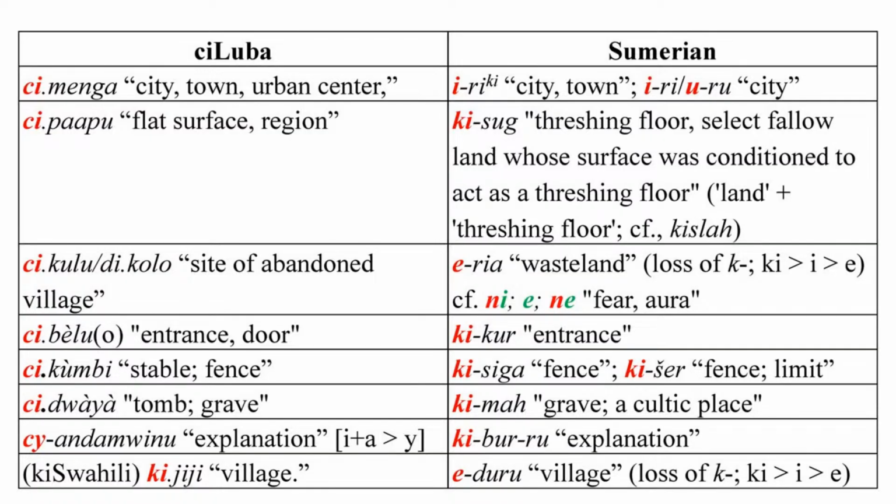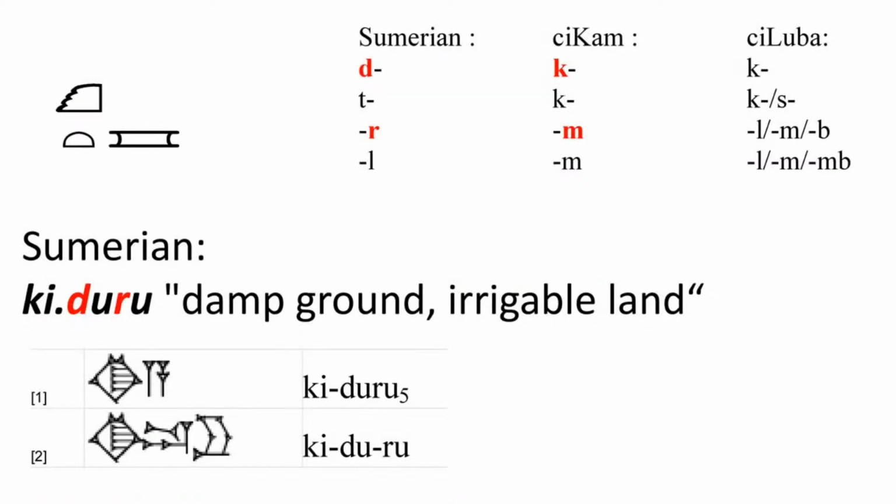So we have Chibelu, entrance, door, and then we have Kikur, entrance, both coming from words meaning to enter. But notice that for the Bantu to say entrance, they use the same grammatical morpheme as the Sumerians use. To say the word stable and fence, the Bantu uses the same grammatical morpheme as the Sumerian. To say the word for tomb or grave, they use the exact same grammatical morpheme as the Sumerian, right? The root words are different, but the grammatical morphemes are the same, right? So it is on that ground.